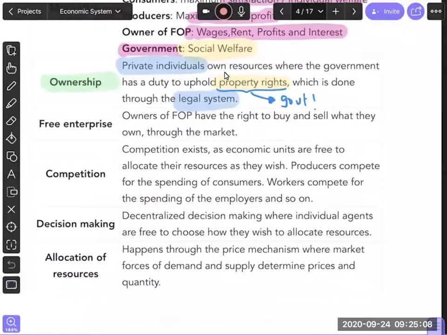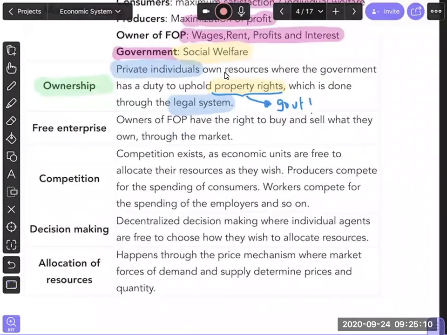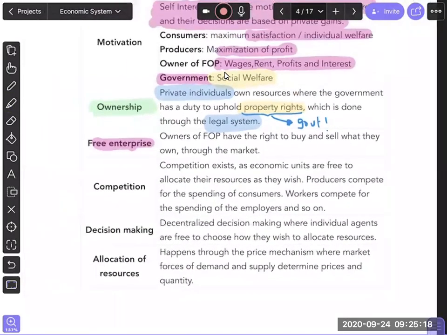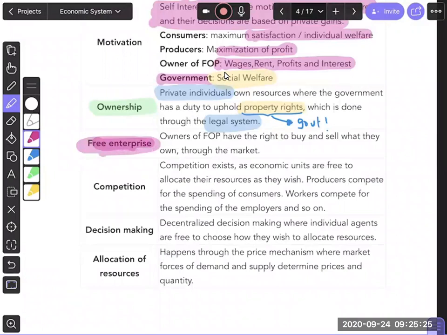Today's discussion will focus on a few other features. The first feature that I want to talk about is the idea that in a free market economy, you have what we call free enterprise. Free enterprise basically means that you have the complete freedom to invest or freedom to buy and sell goods and services. That freedom to buy and sell what you own is something we will soon see is not there in a command economy.